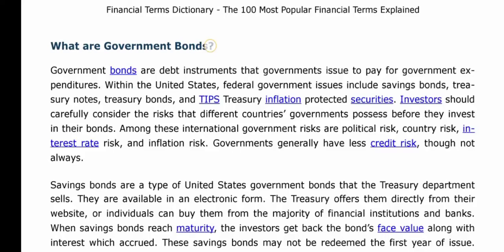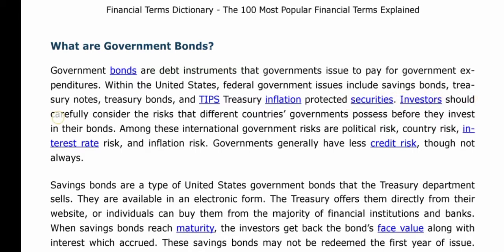Guys, so today's topic: what are government bonds? Government bonds are debt instruments the government issues to pay for government expenditure. Within the United States, the federal government issues savings bonds, treasury notes, treasury bonds, and TIPS, the Treasury Inflation-Protected Securities.